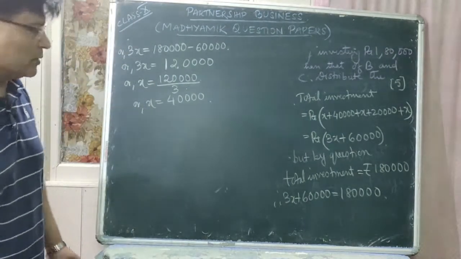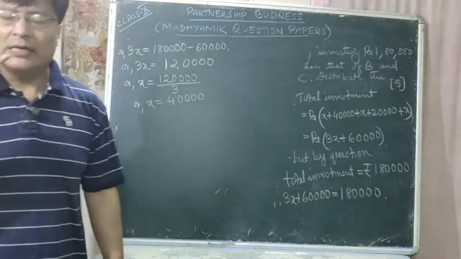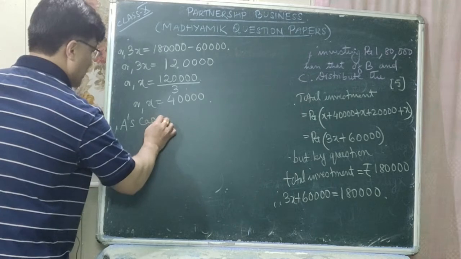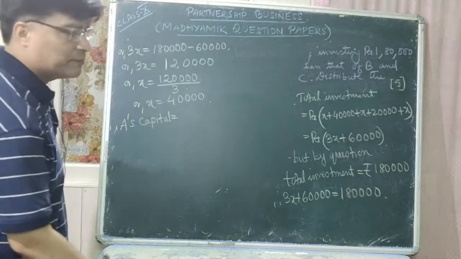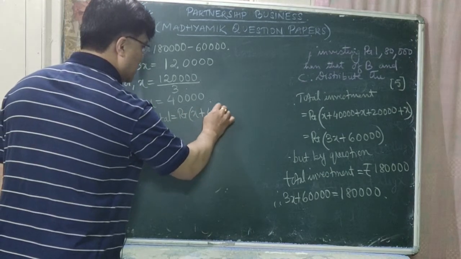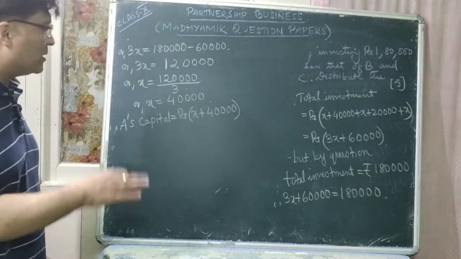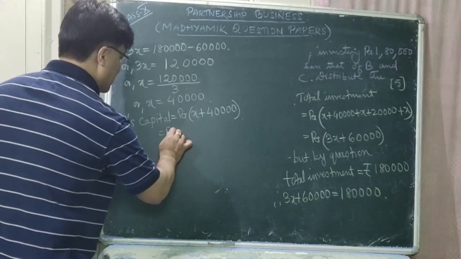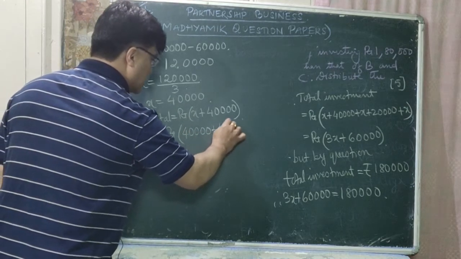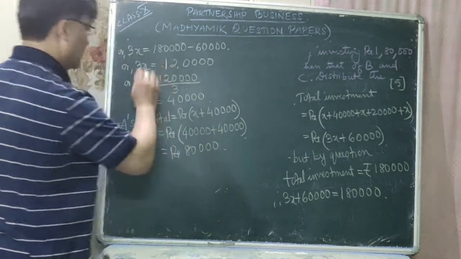That is your 40,000. So therefore, now we can find the individual capital of A, B and C. A's capital was rupees x plus 40,000, we had assumed. So we add here x, the value of x is 40,000, plus 40,000, which is equal to rupees 80,000. Is that clear?